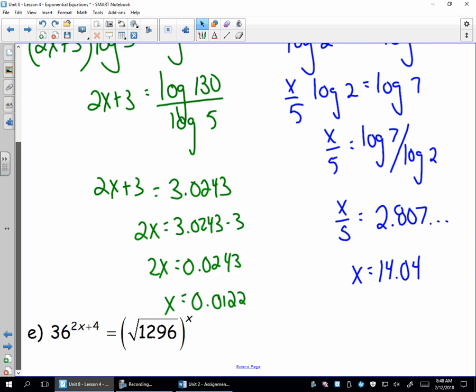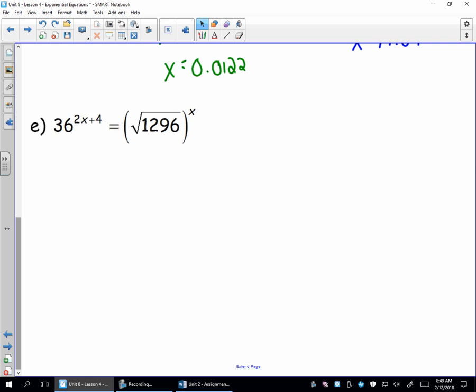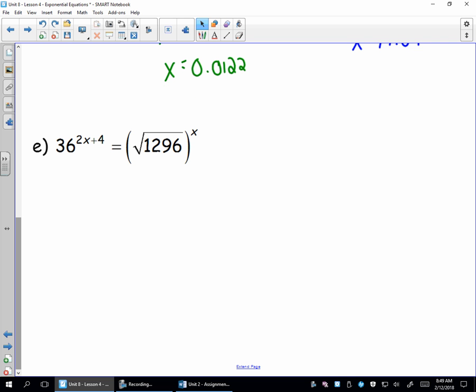Let's try the last one here, letter E. What can we do with E? E is messy looking. Let's think about this. What can I do? What can I do? Well, we've dealt with root signs before. We had a root 8 earlier.